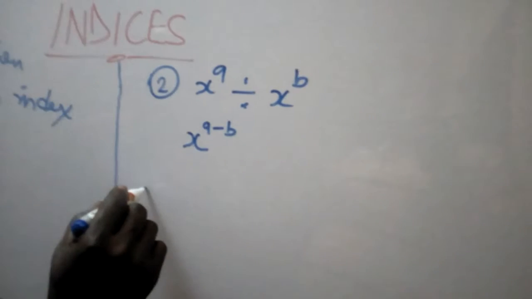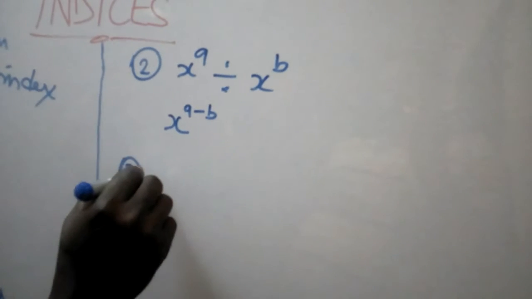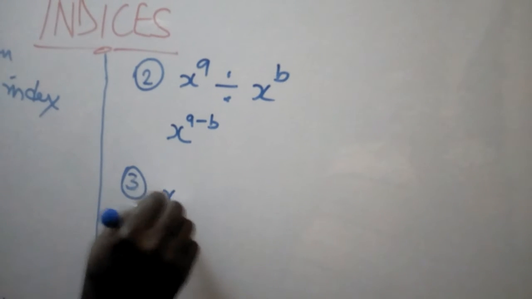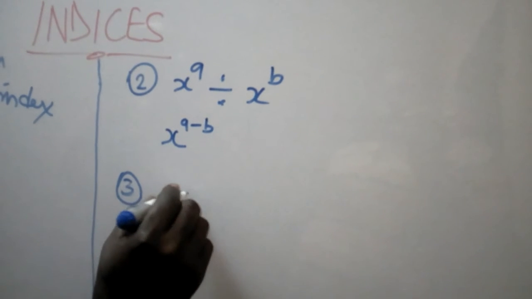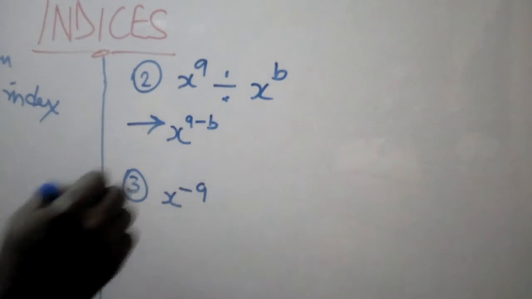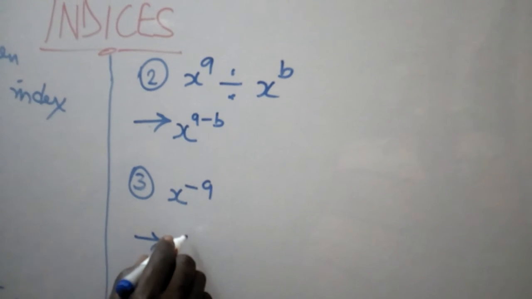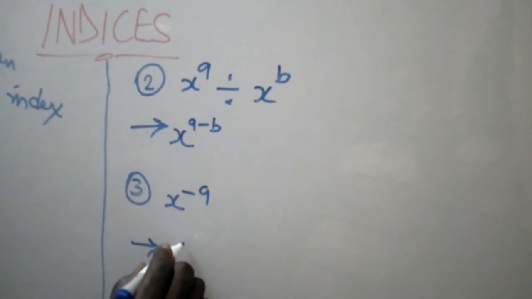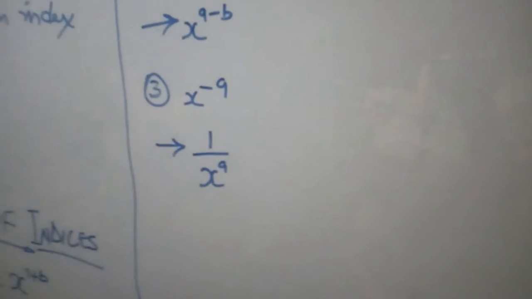Then another law of indices, the third law, states that when you have x to the power of minus a, this is the same thing as 1 all over x to a.